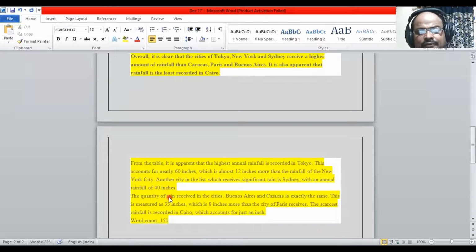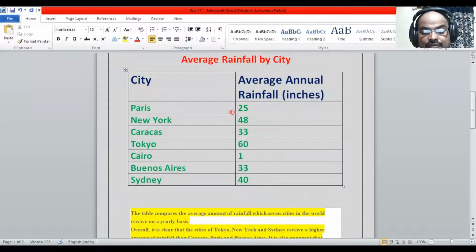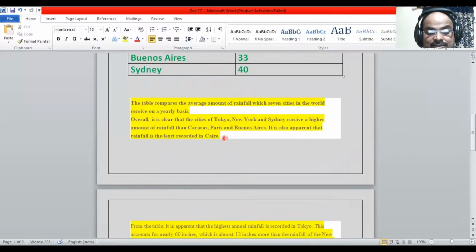Now, the quantity of rain received in the cities Buenos Aires and Caracas is exactly the same. The matter is presented in the first sentence. And the figure, this is measured as 33 inches, which is 8 inches more than the city of Paris receives. So again, the comparison, 33 minus 25 inches, that is 8 inches. So here 33, here 33, exactly the same.